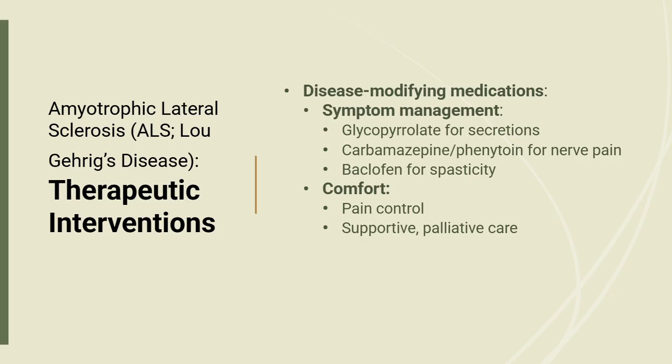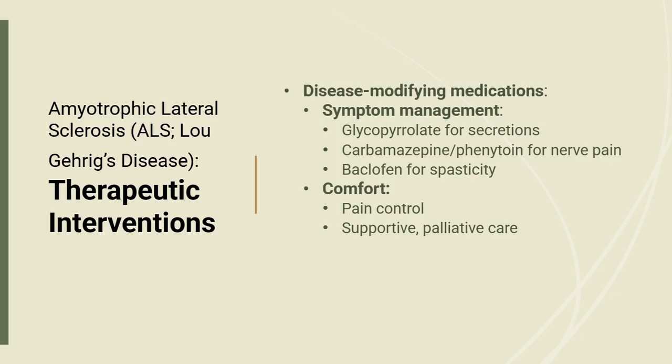Riluzole was the first FDA-approved medication for ALS. It works by reducing the release of glutamate, a neurotransmitter that becomes toxic in excessive amounts and can contribute to motor neuron death. Riluzole does not stop ALS but may extend survival by a few months. Another medication, edaravone, Radicava, helps reduce oxidative stress in neurons, another mechanism thought to accelerate motor neuron degeneration. It has been shown to slow functional decline in some patients.